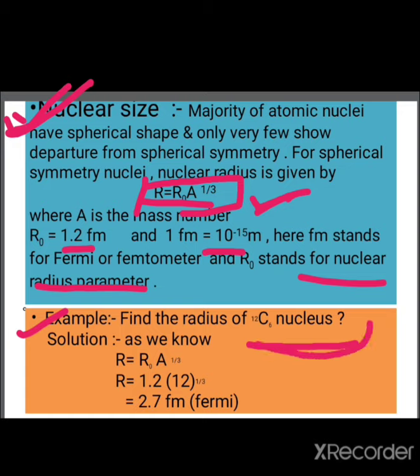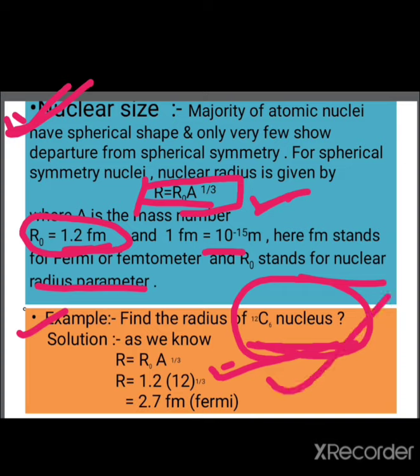And as per the question, we are given the value of A for the carbon atom, and we already know that for carbon the value of A is 12. So we put the value of A here, and we already know R₀ is 1.2 fm. Putting all the values we know, we got 2.7 fm, that means 2.7 Fermi, as the radius of the carbon nucleus.